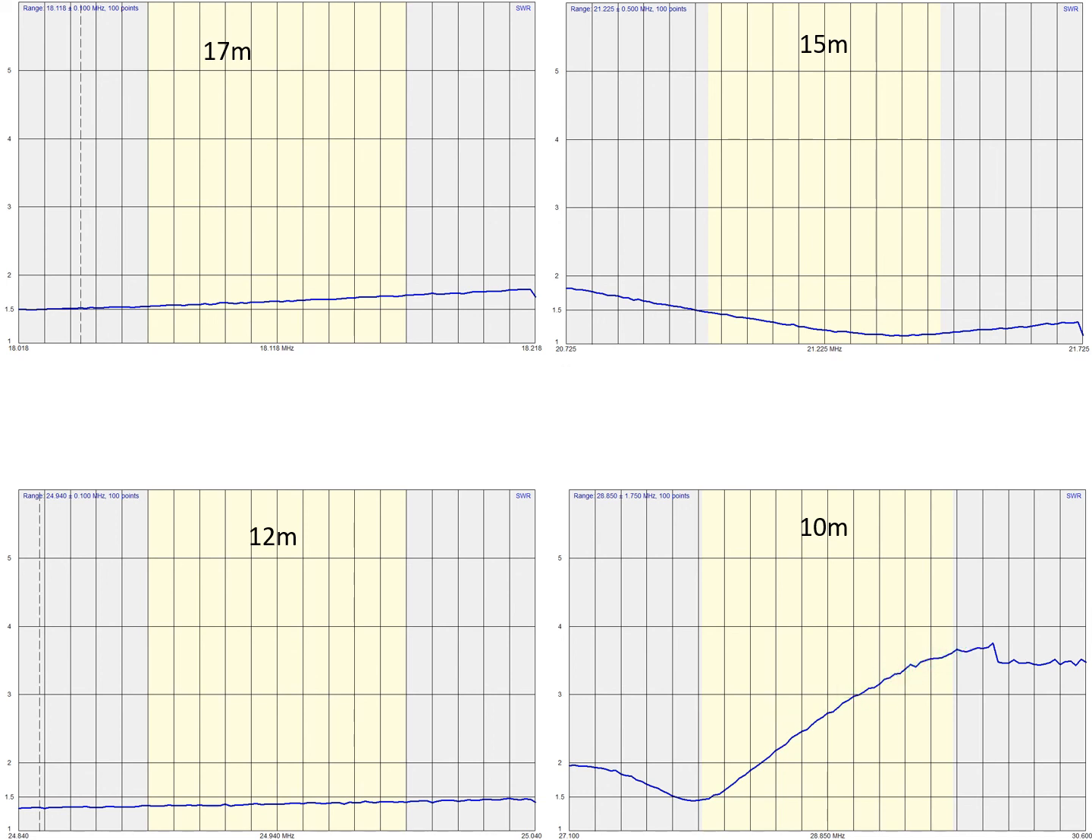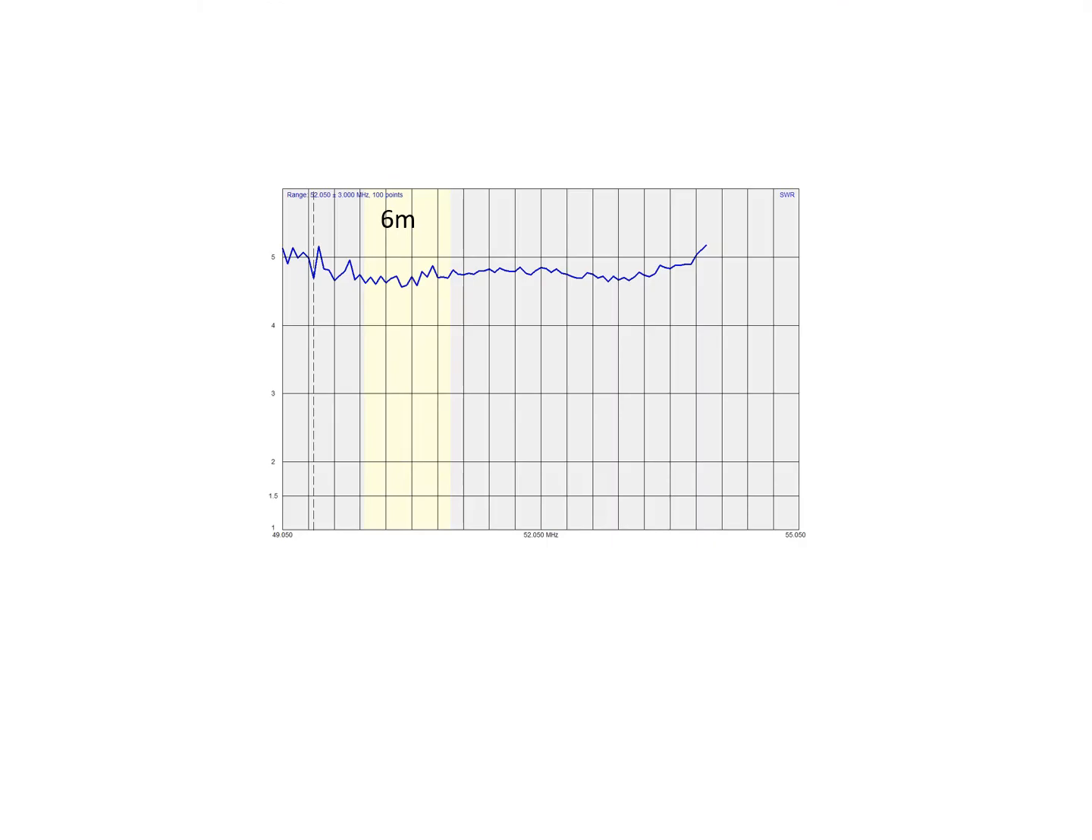Just my rule of thumb that I use on my radios with the internal tuners is that I can operate pretty well below 3 SWR with the internal tuner. So if I get up over 3, then I'd prefer not to use it there. And this is the 6 meter result here. You can see we're at about maybe 4.8 or so through the whole band. So that's not too good.